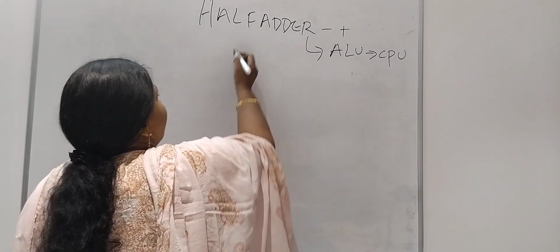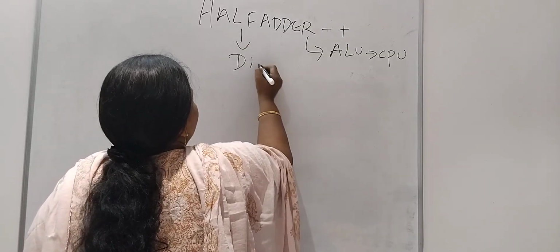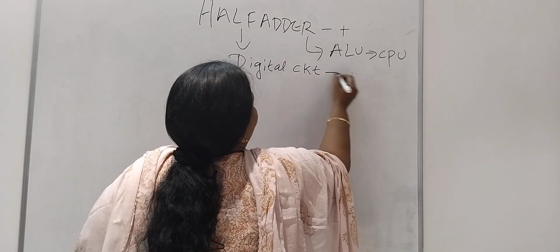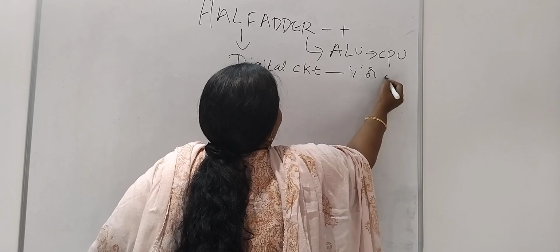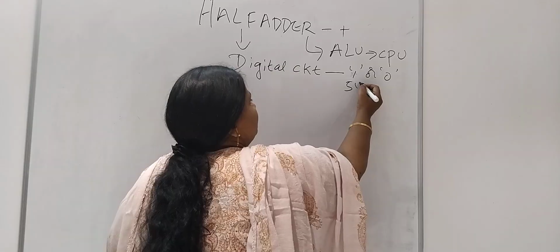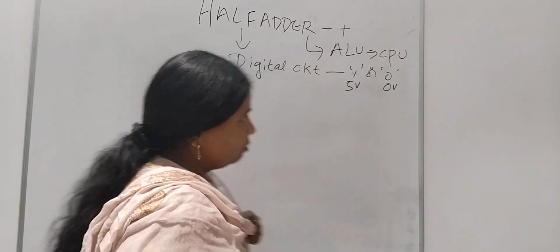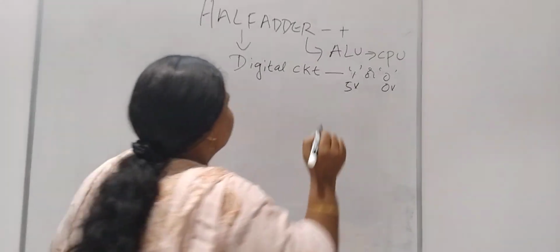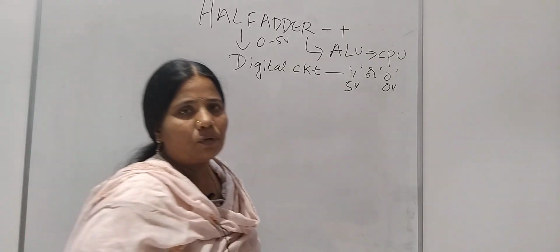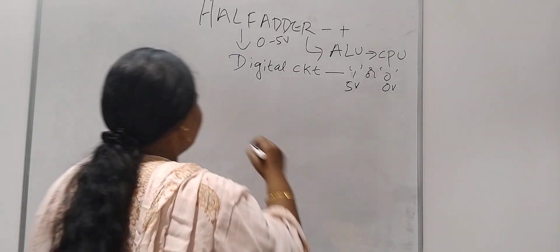So whenever you go for the half adder, remember that it is a digital circuit. Digital circuit means it will work on two voltage levels, logic 1 and logic 0. Logic 1, I told you, is high voltage, that is 5 volts, and logic 0 is nothing but low voltage, 0 volt. I have taken the voltage range of 0 to 5 volts. So the maximum voltage is logic 1, and the minimum voltage is logic 0.